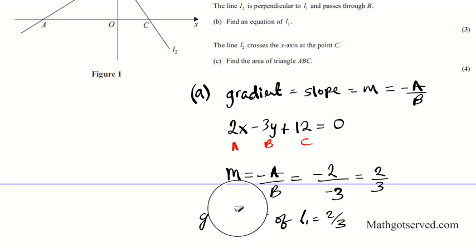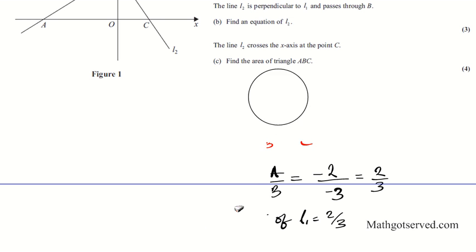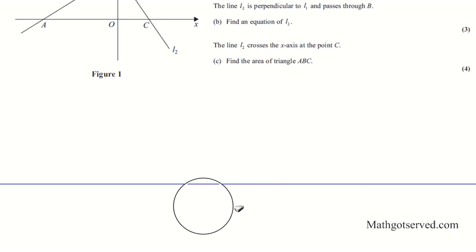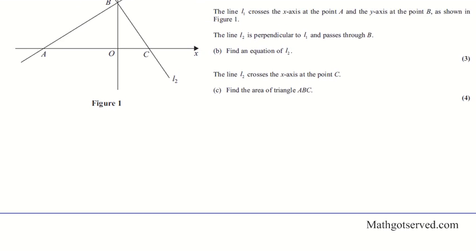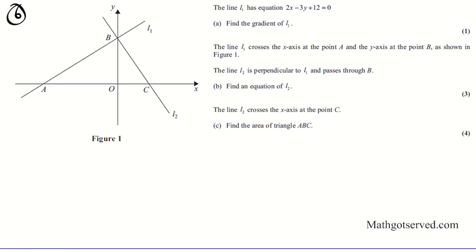Now let's look at part B. Part B says we need to find the equation of L2. We need to remember that the slope of L1 is 2/3 because that's going to play a part in determining the equation of L2. So this line has a slope m of 2/3.